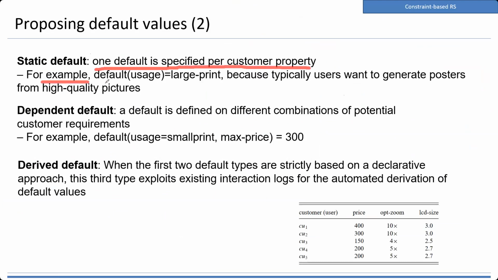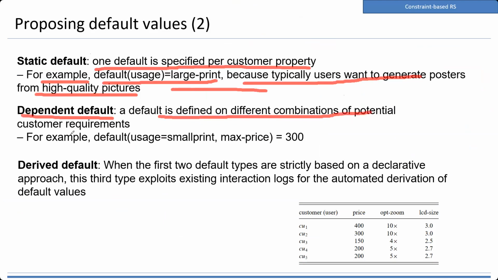For example, if the default usage is large print, because typically users want to generate posters from high quality pictures. So maybe you know that customers who visit your office or your website usually want to do the large print. Okay, you can put this as the default. Dependent default means you need to find the different combinations of the potential customer requirements.